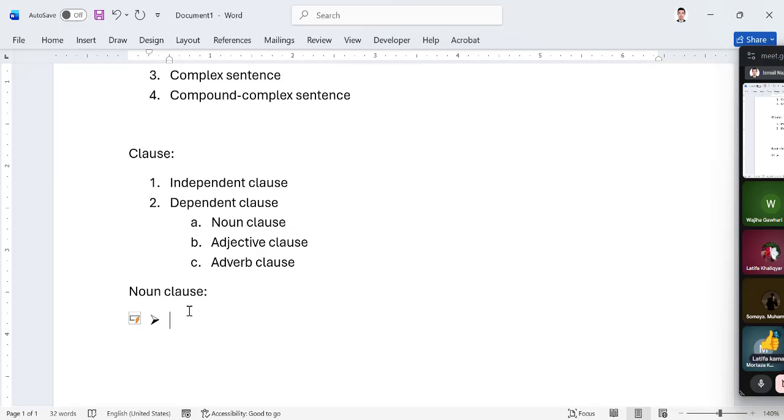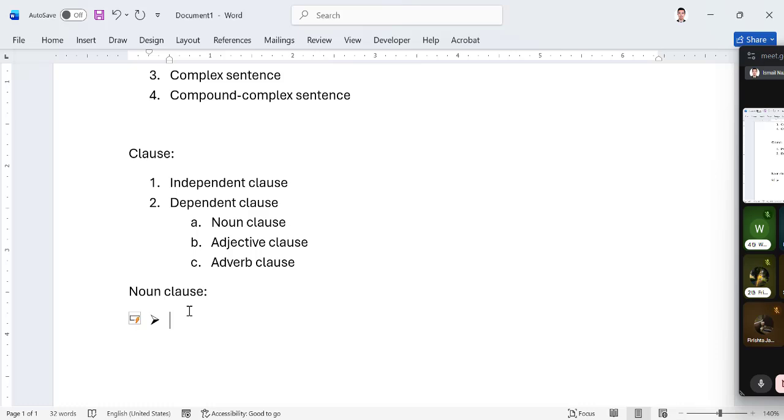For example, if I say "I like it," instead of "it," we can bring a clause like "I like what he said." So instead of "it," which is a pronoun, I brought a clause, and it acts as a noun in the sentence. Exactly, that's right.